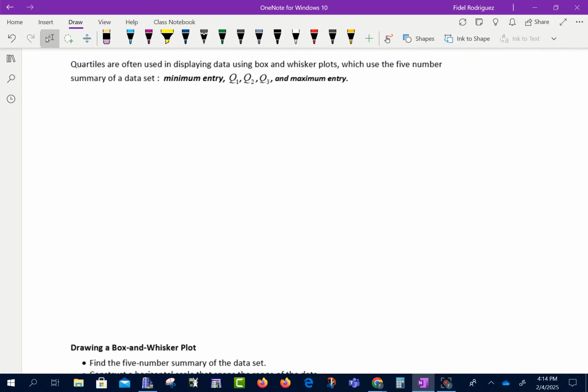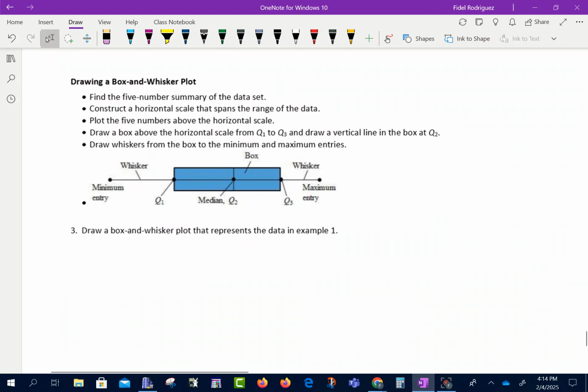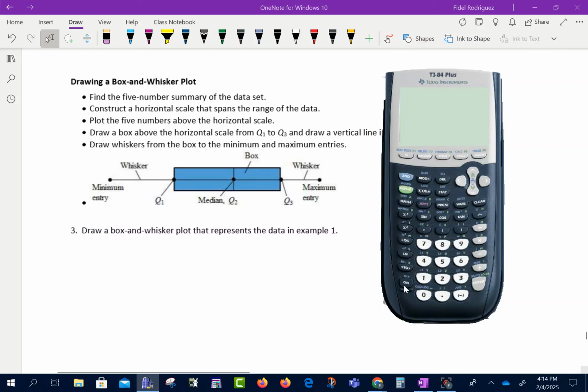Okay. So we're going to make a box and whisker plot. I'm going to show you how we're going to do that, y'all. We're going to have a 5-number summary of our data set. So y'all, I have my calculator right here. Let me get rid of this. Boom. Let's go to stat.